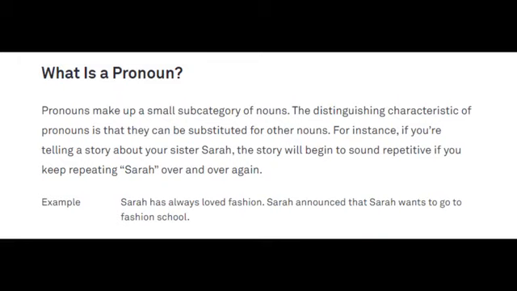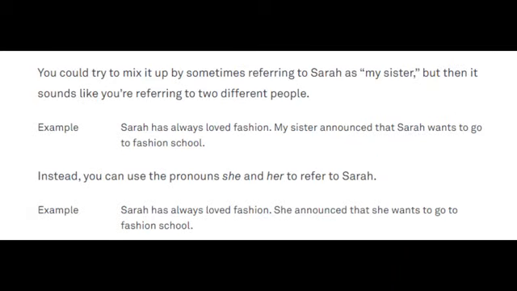For example, Sarah has always loved fashion. Sarah announced that Sarah wants to go to fashion school. We could try to mix it up sometimes, referring to Sarah as my sister, but then it sounds like you are referring to two different people. For example, Sarah has always loved fashion. My sister announced that Sarah wants to go to fashion school. Instead, you can use the pronouns she and her to refer to Sarah. Example, Sarah has always loved fashion. She announced that she wants to go to fashion school. So we can see that Sarah has been replaced by she and her, which make the sentence look and sound good.